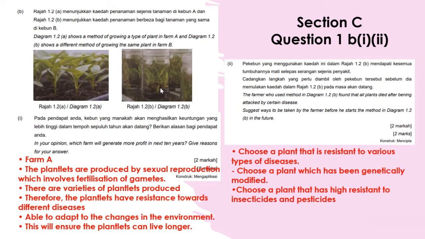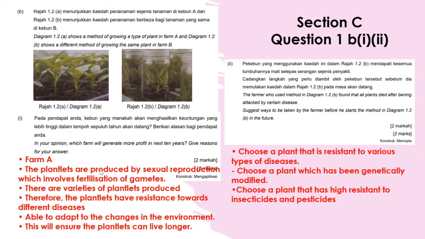The tissue culture method is a method to produce a lot of plants in a short duration of time. So you have to decide which farm will be able to generate more profit in the next 10 years. Is it method A or method B? From the question, what is the suggested answer here? It is farm A, which uses the traditional method.